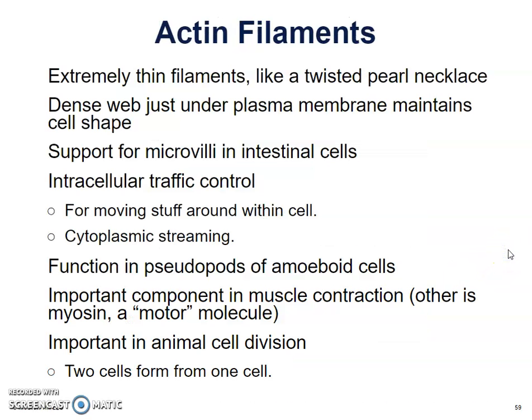Actin filaments are extremely thin filaments that are twisted like a pearl necklace. They form a dense web just under the plasma membrane and maintain the cell's shape. Microvilli are little extensions of the cell, kind of like cilia, that are really good at absorbing things. So they are found in your intestines. That's how your nutrients get absorbed. And in your lungs. That's how gases are exchanged. So these actin filaments provide support for these microvilli.